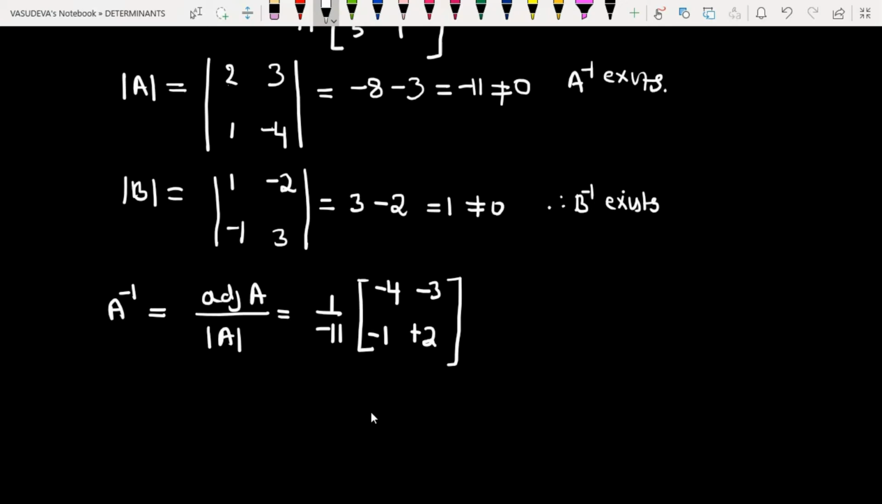B inverse, the inverse of the matrix B, is adjoint of B divided by determinant of B. So therefore, what is the determinant of B? 1 by 1, because determinant of B is 1, into adjoint of B: interchange the elements of the principal diagonal. This is principal diagonal 3 1, then change the sign of the other diagonal, minus 1 minus 2.